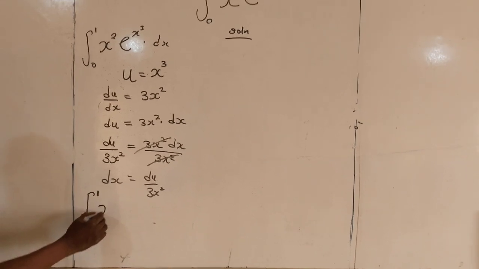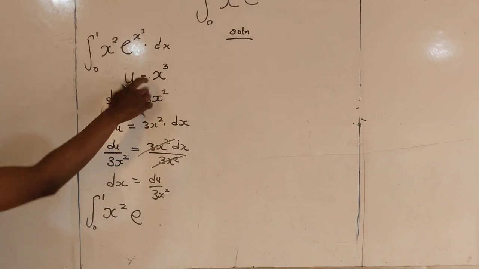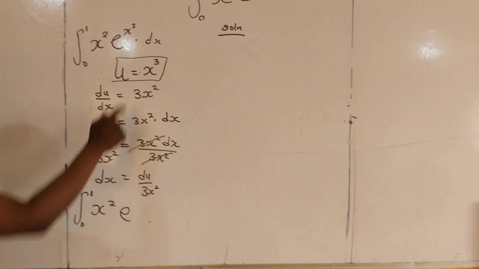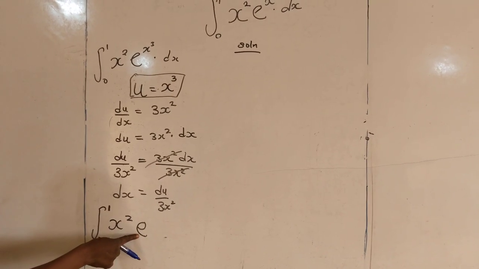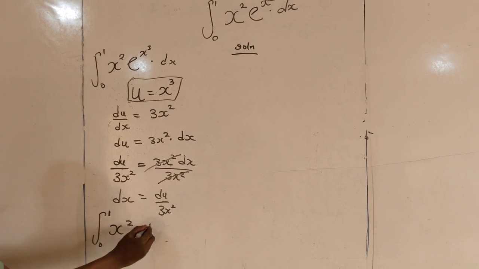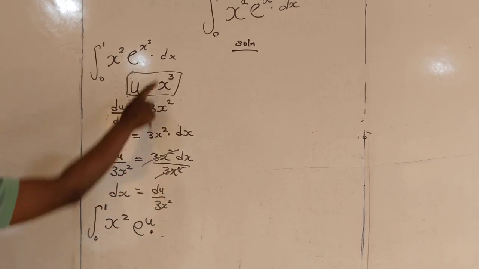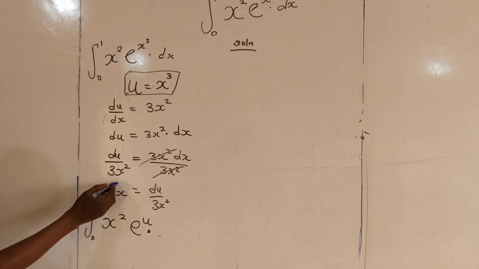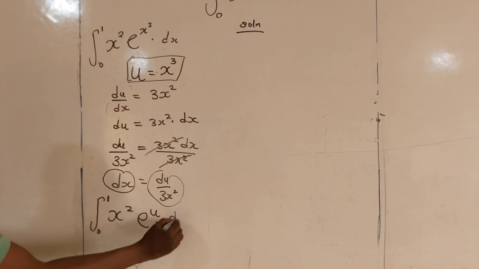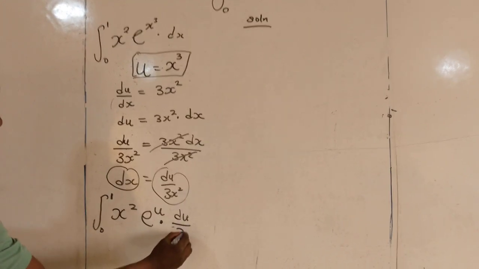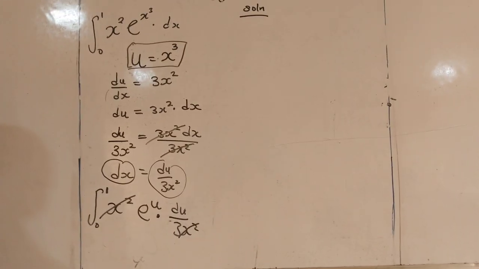Now, this is x squared e raised to power. We have established that let u equal x cubed. So instead of writing x cubed again, I'll put u here, multiplied by dx. Instead of writing dx, substitute dx equals this. So I'll put du over 3x squared. You will agree with me that x squared will cancel x squared.